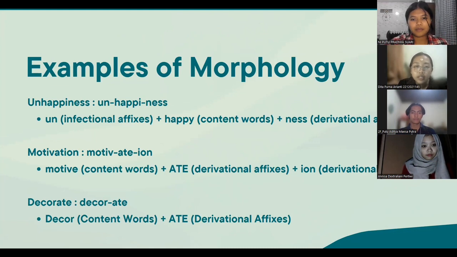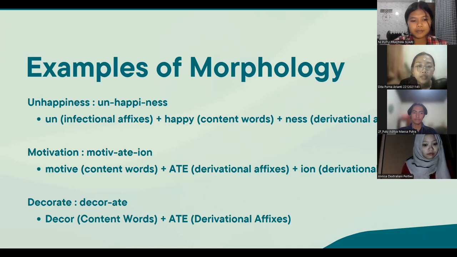I will continue the presentation with examples of morphology. There are 3 examples here. The first one is unhappiness. Unhappiness is made by the words un, happy, and ness. The free morpheme or content word is happy, which is an adjective. And we add un as a prefix, so the word becomes unhappy, which is still an adjective.